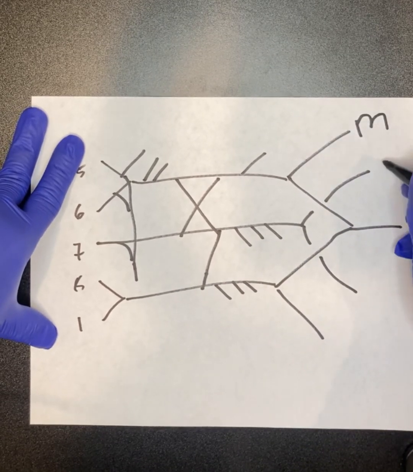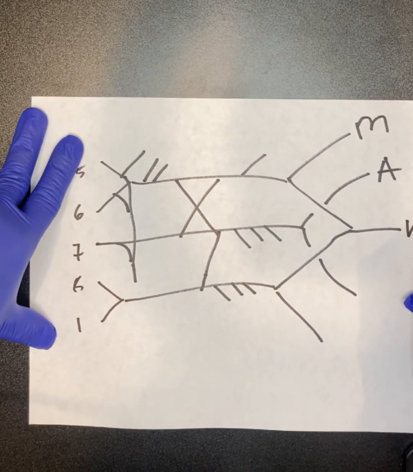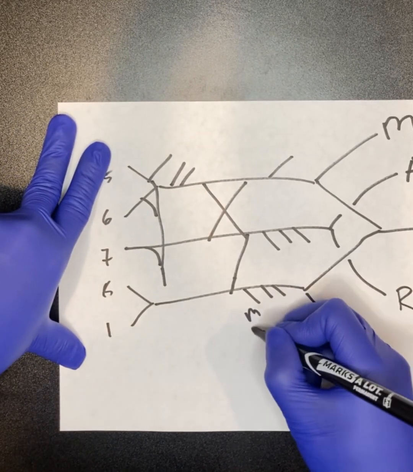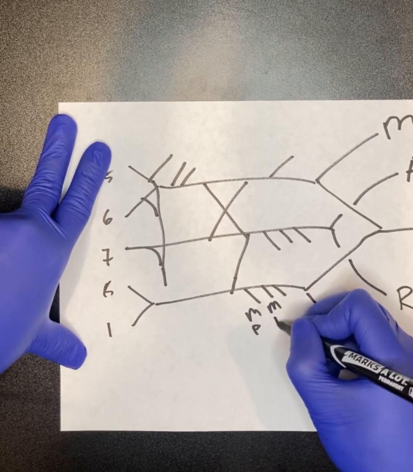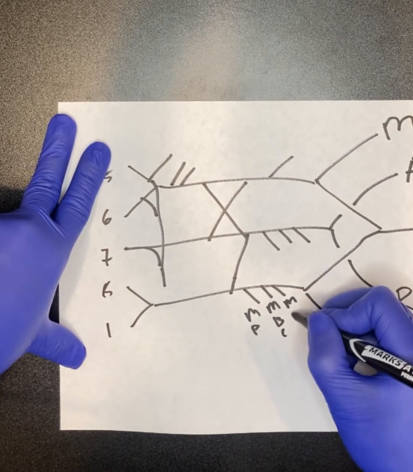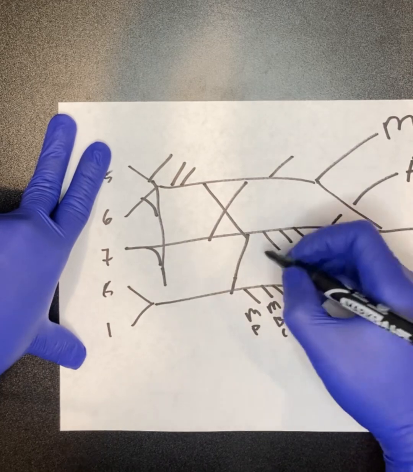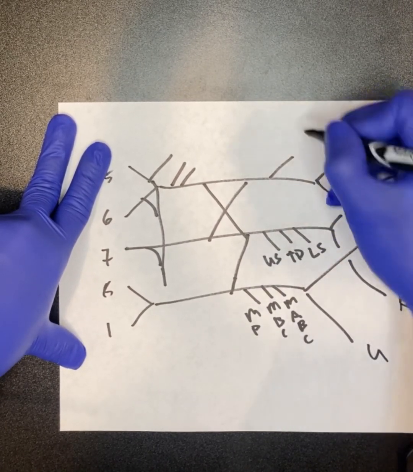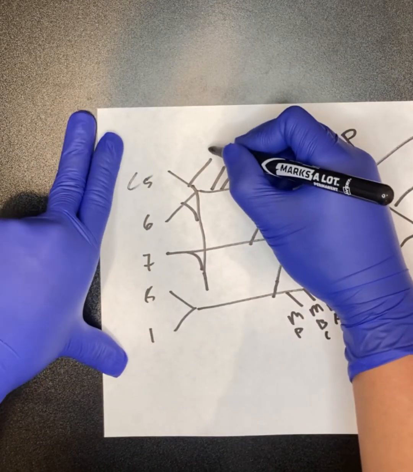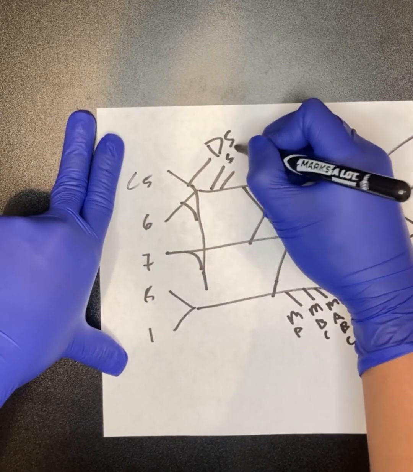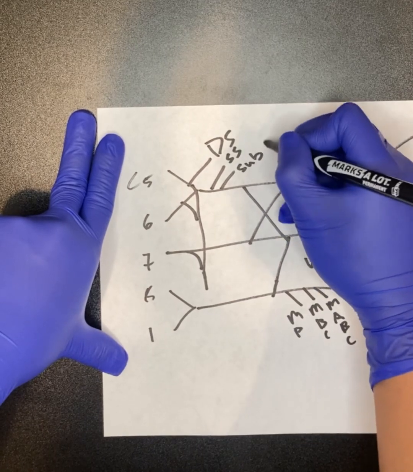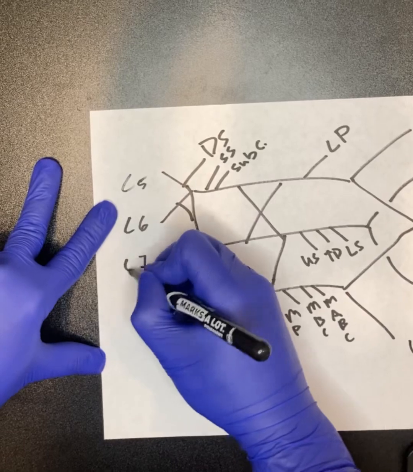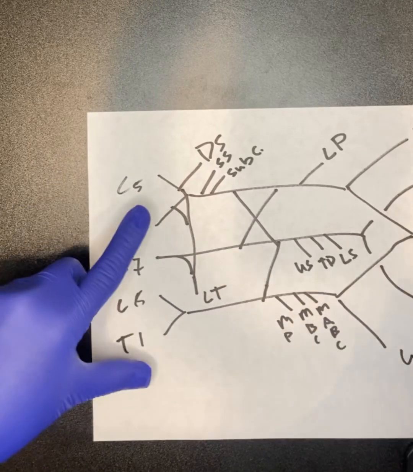Now we'll fill that out with letters and abbreviations: M, A, M, R, and U, MP, MBC, MABC, upper subscap, lower subscap, thoracodorsal, TD, LP for lateral pectoral, DS for dorsal scapular, SS for suprascapular, and subclavius with long thoracic. And we'll just complete it so we don't forget the C's and the T's. And there you have it.